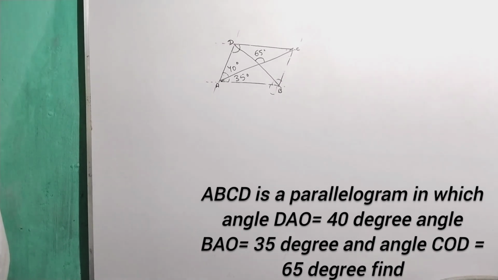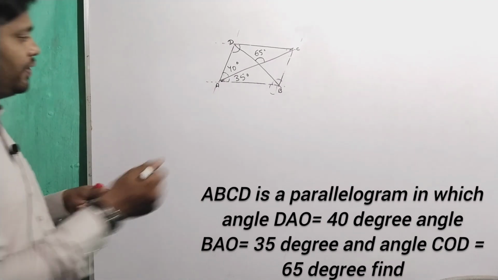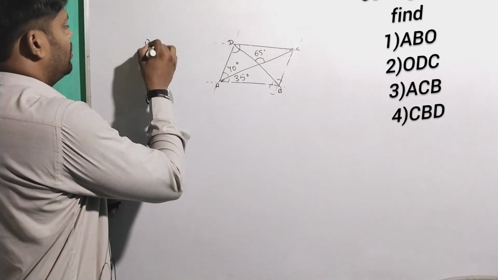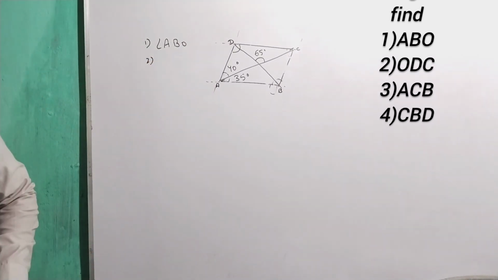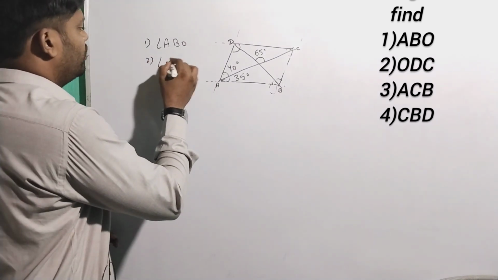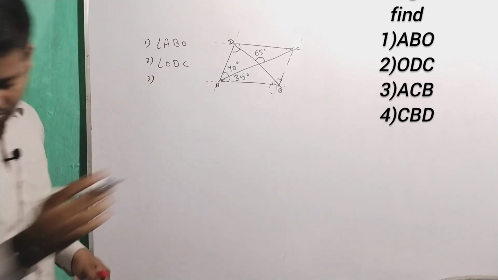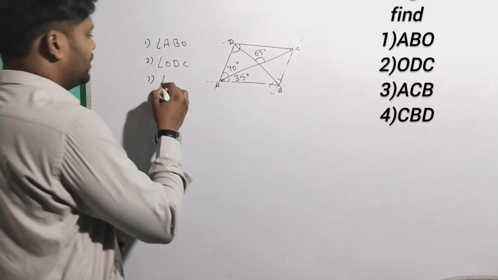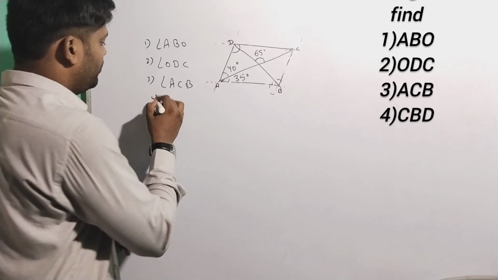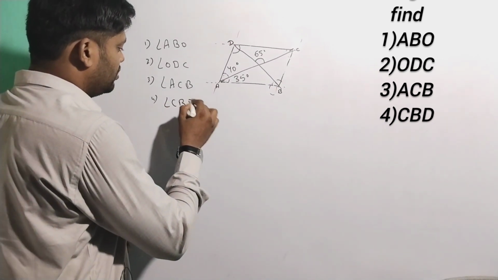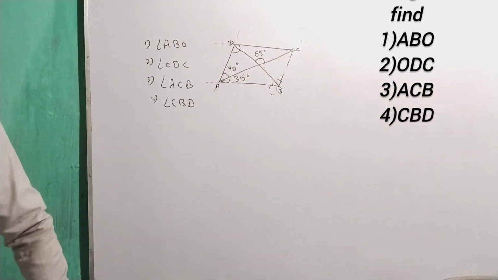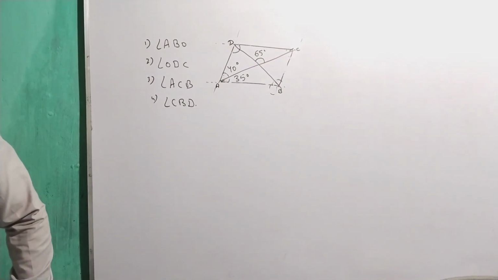ABCD. What you have to find out? You have to find out angle ABO. Second one, angle ODC. Third one, angle ACB. The fourth one, angle CBD. So there are many things which you need to find out.